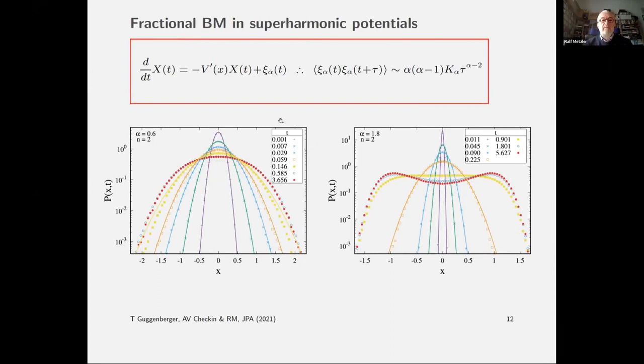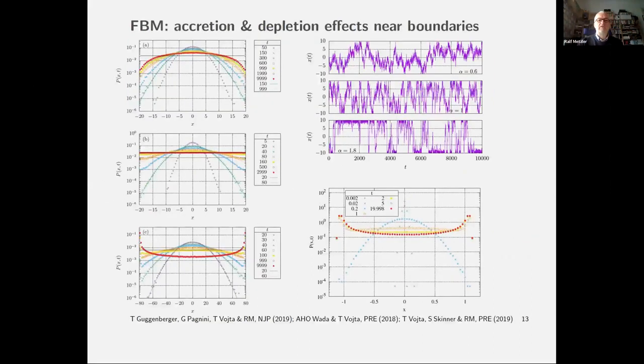It's less clear what happens here for the subdiffusive case, but if you look carefully, for instance, at this yellow line, the thin line is a Gaussian approximation, and the symbols of the process are a little narrower. So here actually the probability density becomes a bit more concentrated than the Boltzmann distribution. It's a bit more clear when you look at a box potential with an infinite slope.